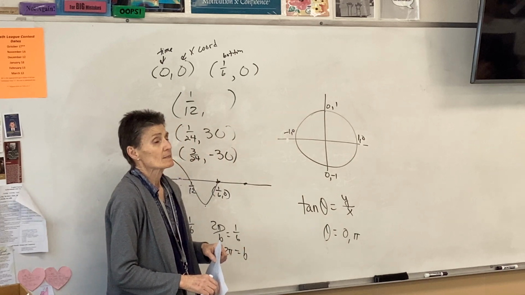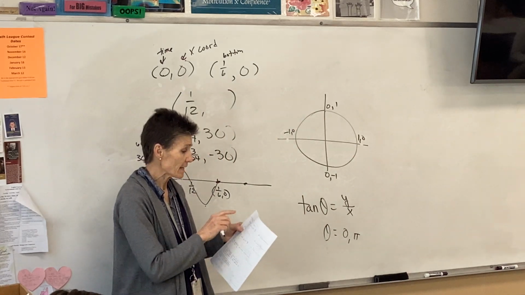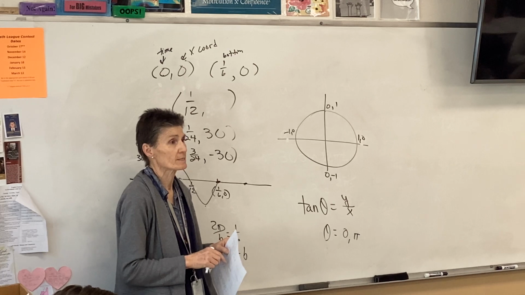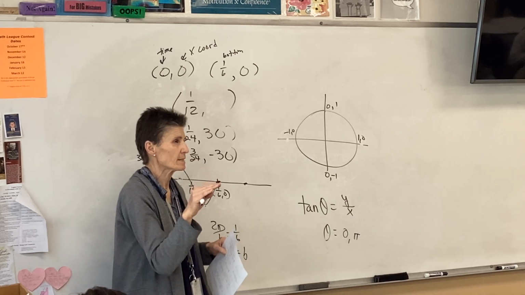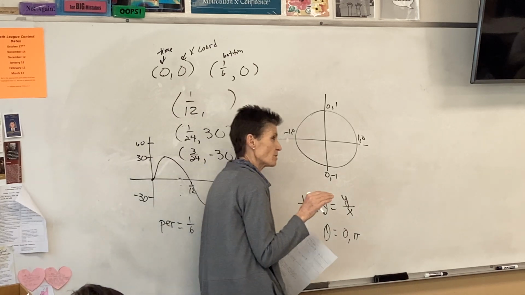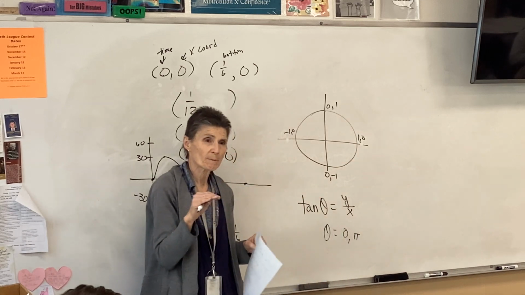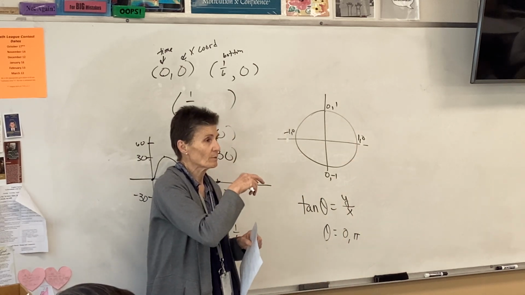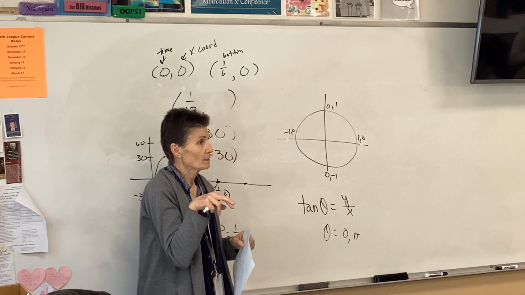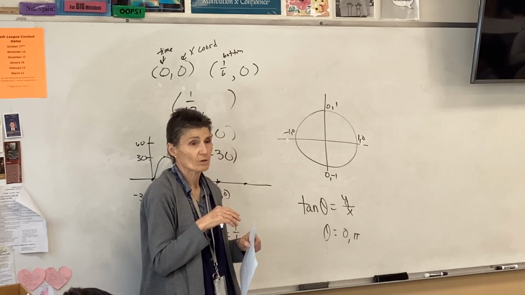Now, some of you put 2 pi down there, and again, you have to pay attention to your directions. They're going to be pretty consistent through all of this. We're going to start solving trig equations. So 0 is your answer, not 2 pi, unless for some reason the directions have changed.